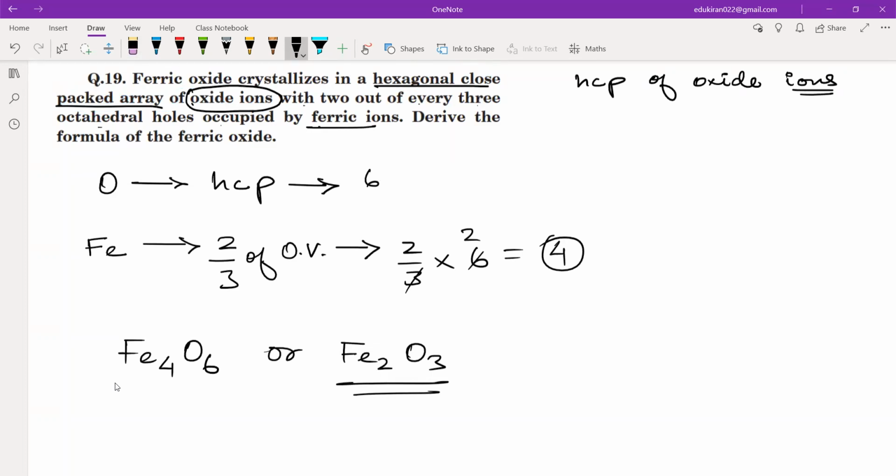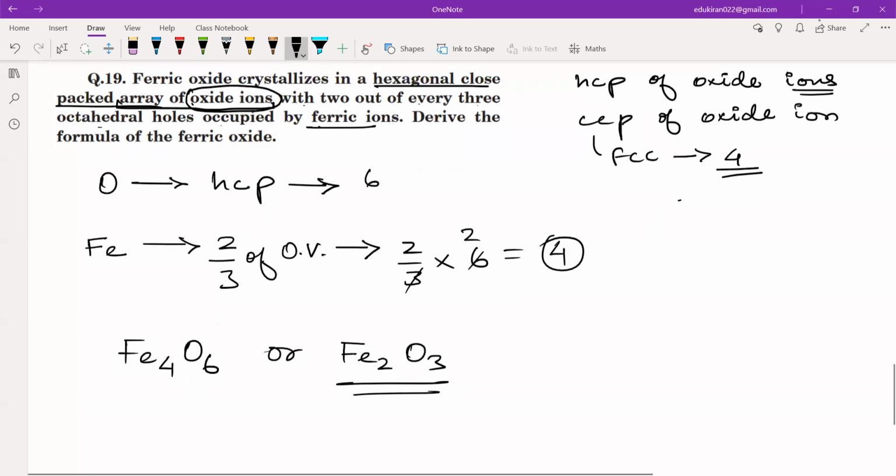Yes, sir. है ना? But if it was written CCP of oxide ions, that means we would have taken the face centered cubic, and Z would have been equal to 4. If it was given body centered cubic, then we would have taken it as 2. If it was given simple cubic, we would have taken it as 1. Okay. So it crystallizes in a hexagonal close packed array of, this array is of what? Oxide ions. Okay. Write this down. Let me know when you are done. Take a screenshot, okay?